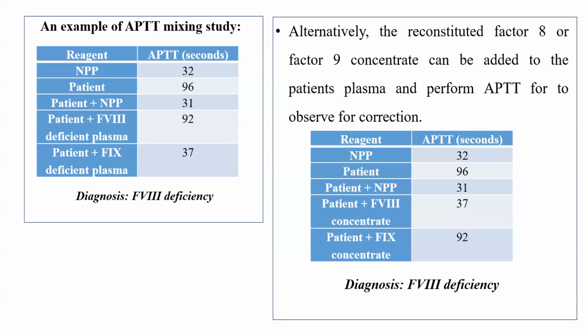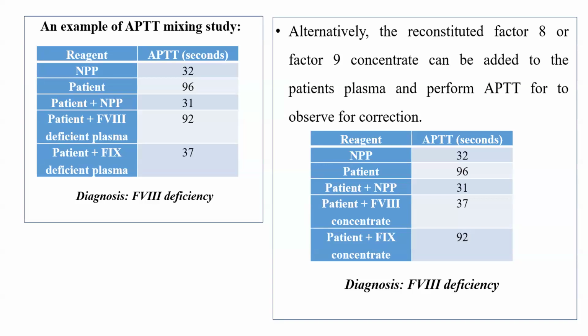A very good correction. When you mix the patient and the factor 8 deficient plasma, it gives us a 92. It means it has stayed up, it's still prolonged. So it has not corrected. But when you do it with factor 9 deficient plasma, it has come to 37. It means it has come from 96, 92, and it has corrected to 37. So in our conclusion or in our report, we'll write a factor 8 deficiency for that patient because it didn't correct with a factor 8 deficient plasma. The patient is missing factor 8.